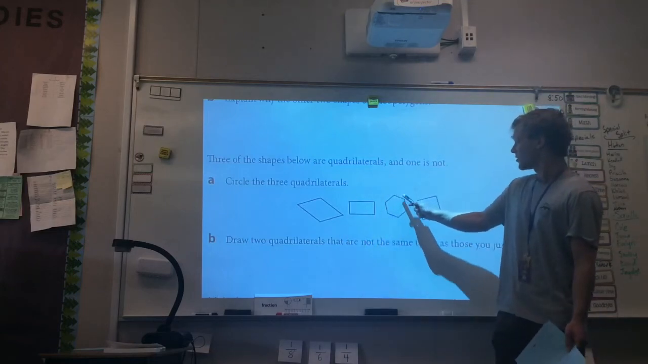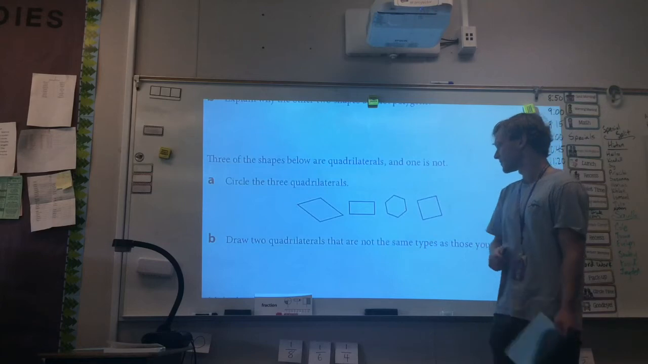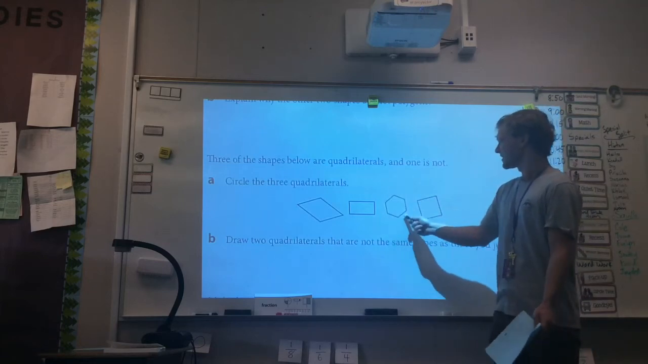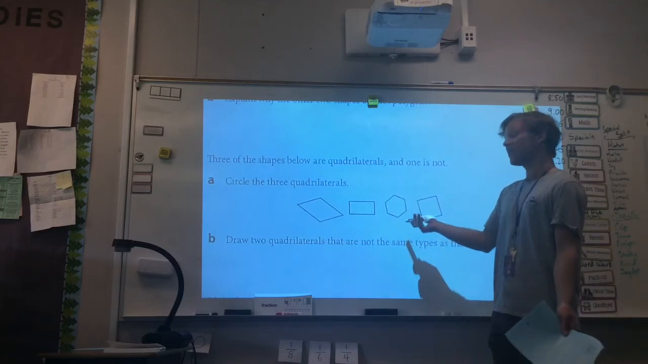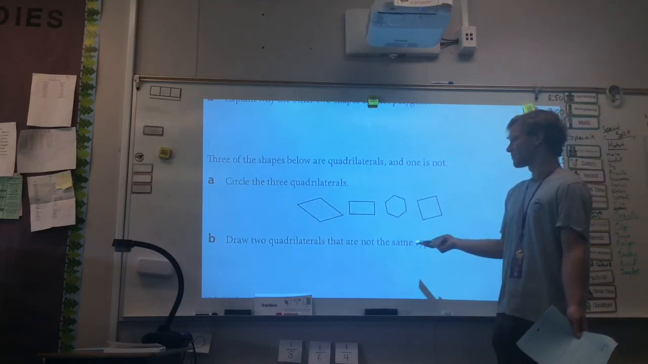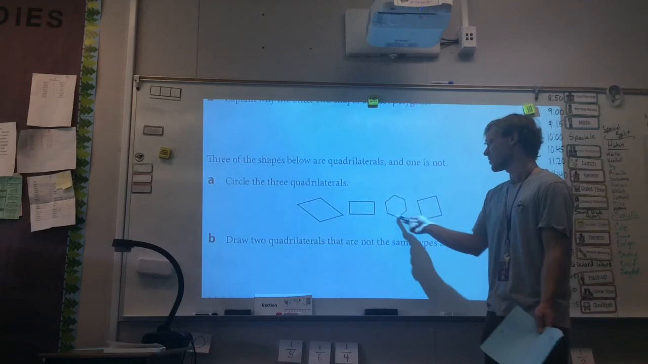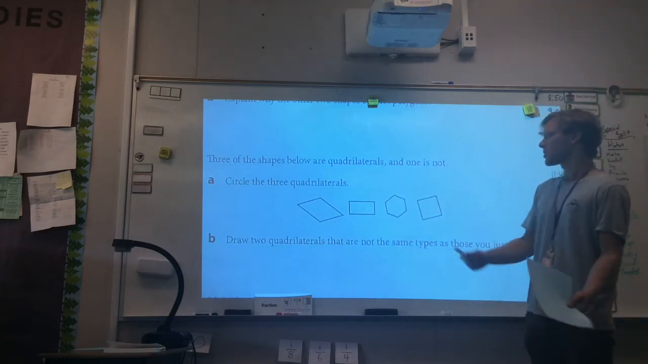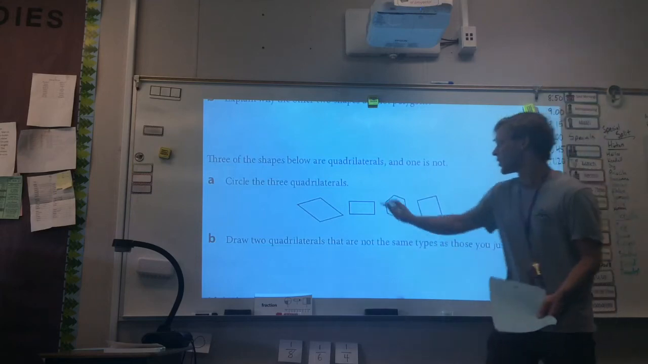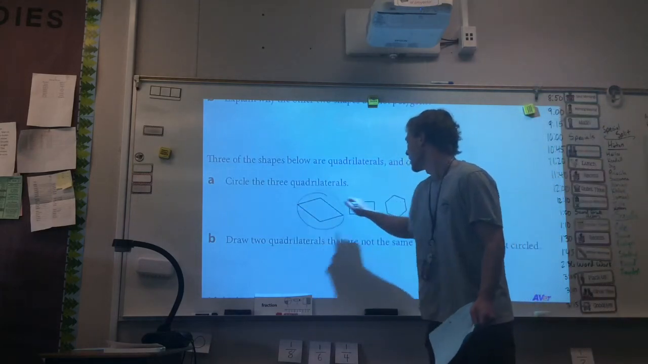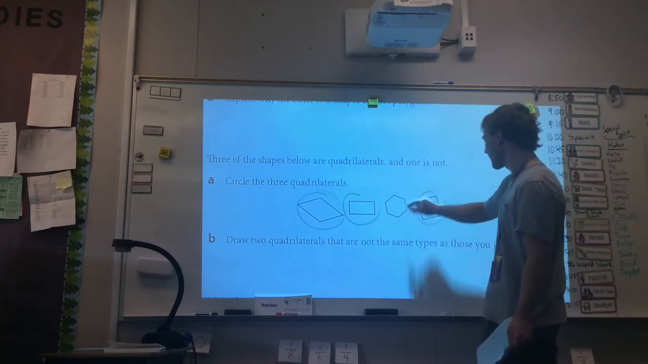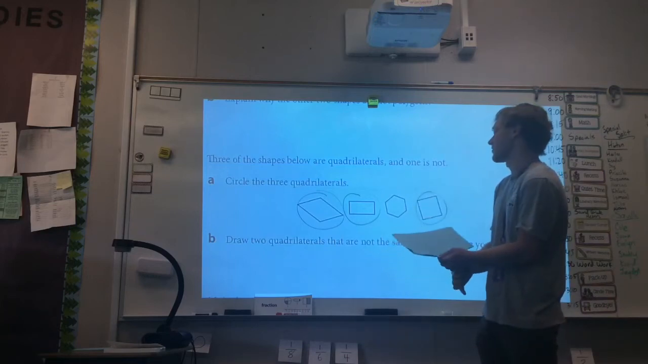This one has 1, 2, 3, 4, 5, 6. It's a hexagon. It has 6 sides. Este tiene 6 lados. So, it's not a quadrilateral. Entonces, no es un cuadrilátero. So, we can circle the 3 that are quadrilaterals. 1, 2, not that guy, he's got 6. 3. Those 3 are quadrilaterals.